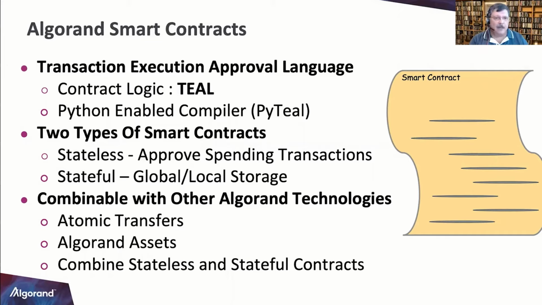Also, two types of smart contracts. You've got stateless, which approve spending transactions, and stateful, which provide the ability to store information globally on the blockchain or at the account level in local storage. Combinable with other Algorand technologies, with atomic transfers, Algorand assets, and you can also combine stateless with stateful contracts. Stateless, by the way, the contract comes back either true or false. If it comes back true, it goes ahead and signs it, and it's on its way. So that's a very simple process there.